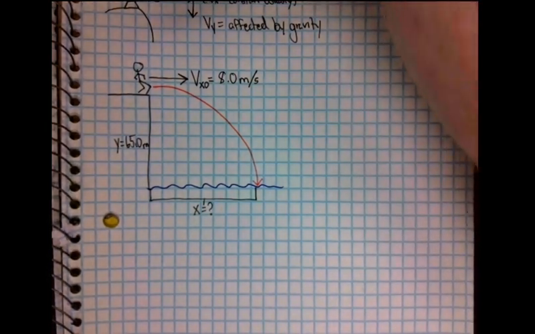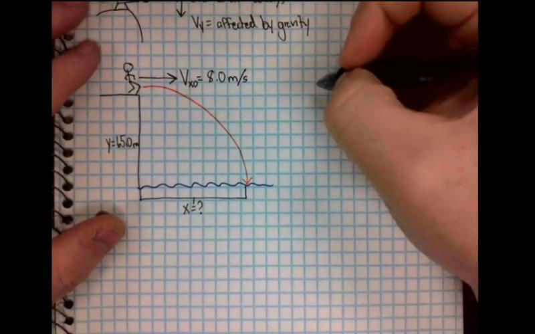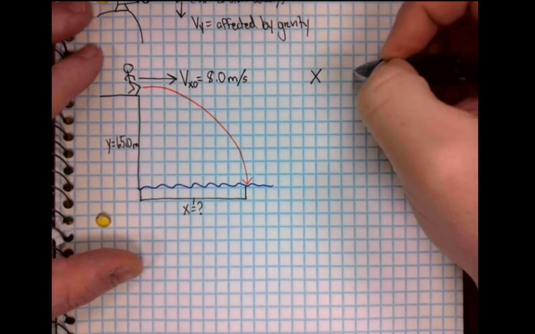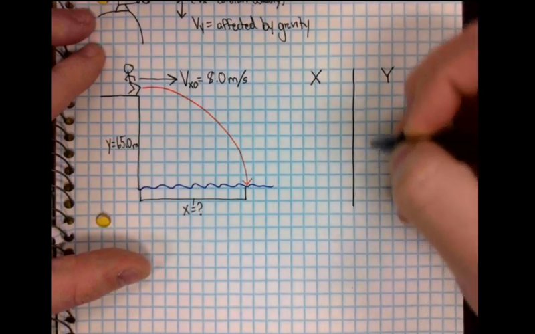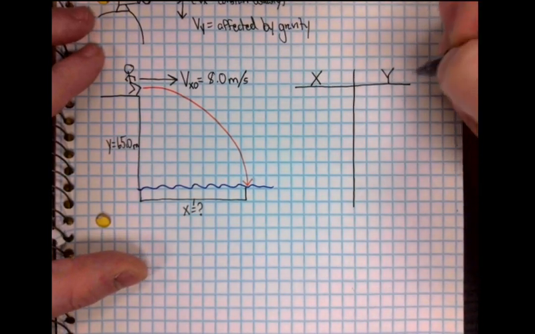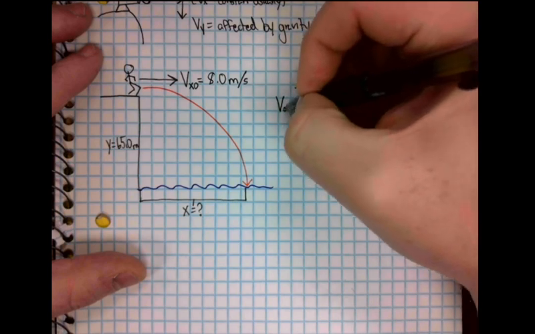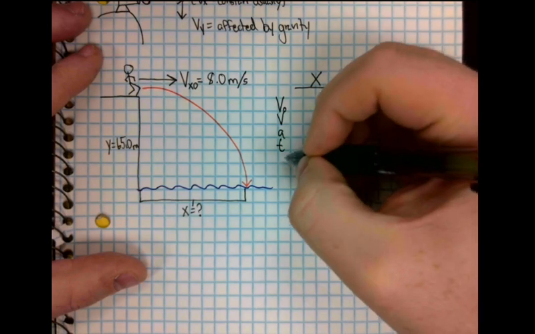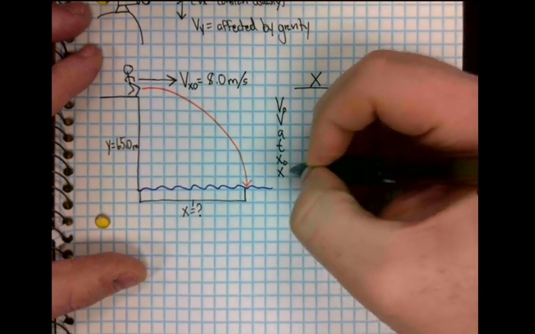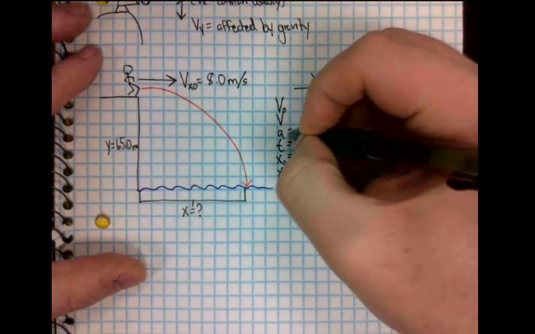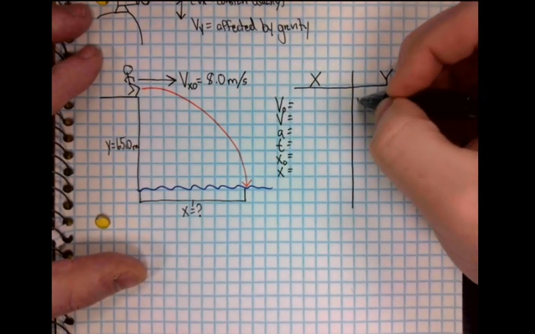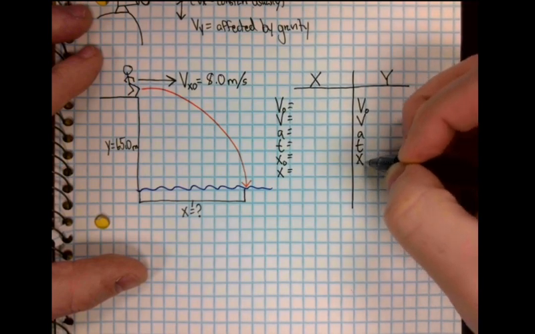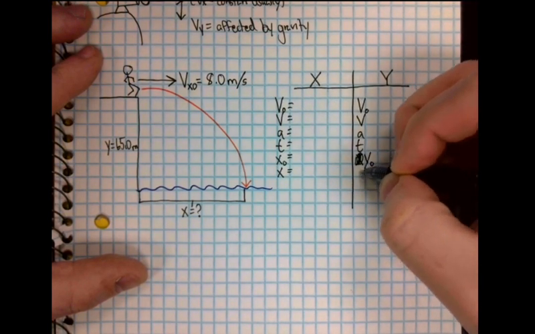So as with before, I like listing out everything that we've got, but now we're going to have an x column and a y column of information, just like we did with our relative velocity examples. So we'll start with our v naught and our v. We'll have an acceleration, a time, an x naught, and an x. So that's all of the variables that we've ever really cared about. And then we'll have the same thing here: a v naught, a v, an a, a t, a y naught, and a y.